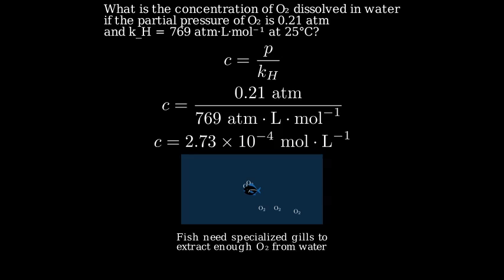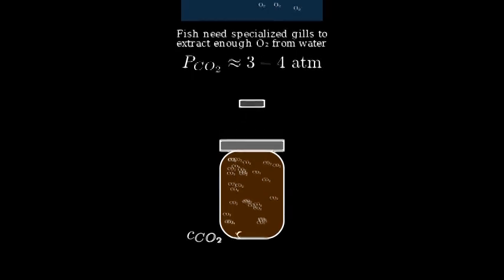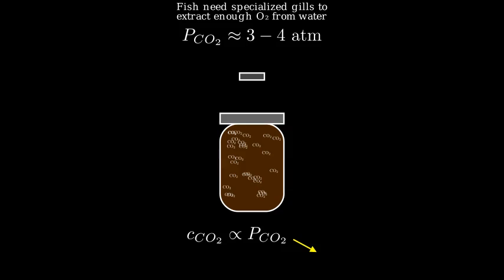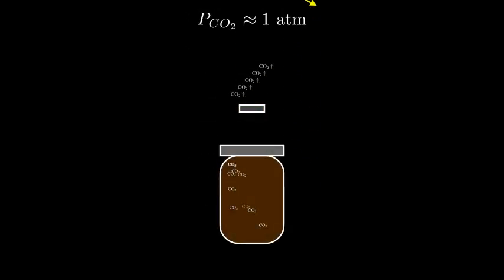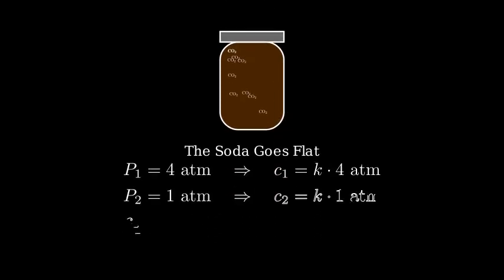Let's explore a common real-world application of Henry's Law: carbonated beverages. When a soda bottle is sealed, carbon dioxide gas is under high pressure above the liquid, typically around 3 to 4 atmospheres. According to Henry's Law, this high pressure causes large amounts of CO2 to dissolve in the soda. When you open the bottle, the pressure suddenly drops to atmospheric pressure, about 1 atmosphere. With this lower pressure, the solubility of CO2 decreases. The excess dissolved carbon dioxide escapes as bubbles, eventually making the soda go flat. Mathematically, the CO2 concentration decreases proportionally as the pressure decreases, exactly as Henry's Law predicts.